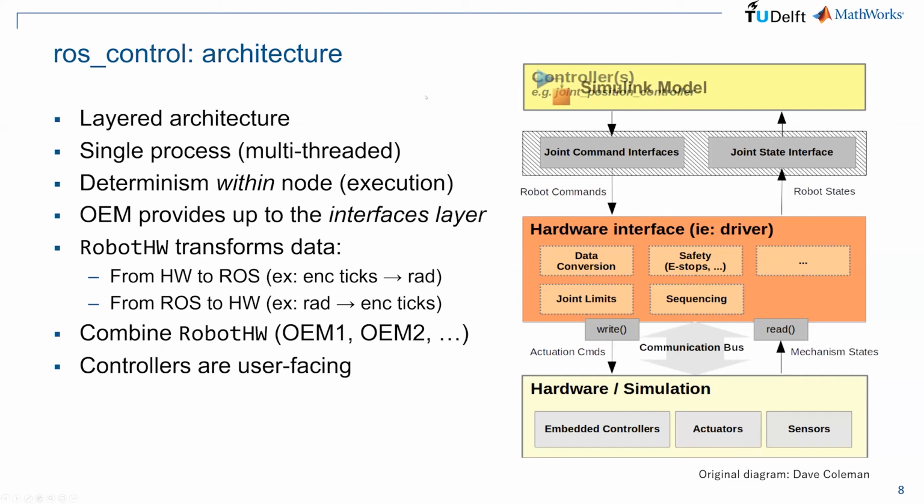Okay, so, sorry, 2 seconds. The hardware interface is mostly responsible for data conversion. So arrows up are from hardware representation to ROS, arrows down from ROS to hardware representations. And you see an example there going from encoded ticks to radians, and from radians to encoded ticks.